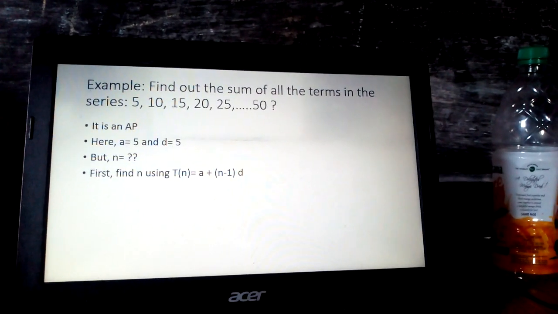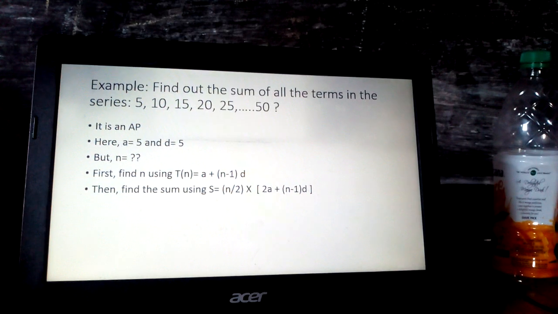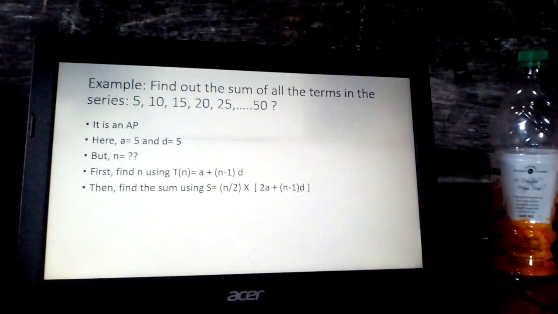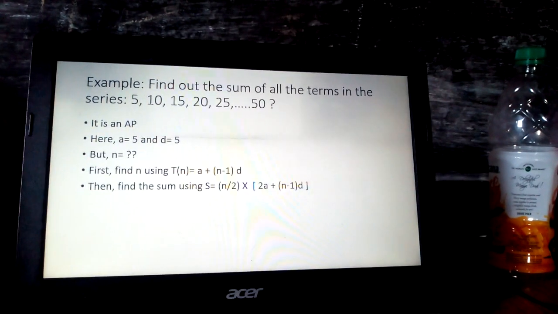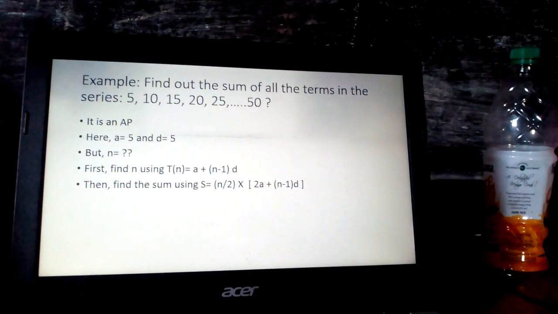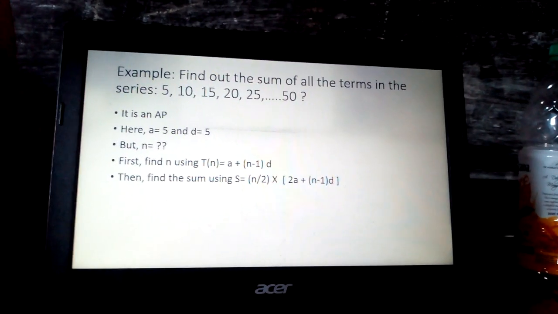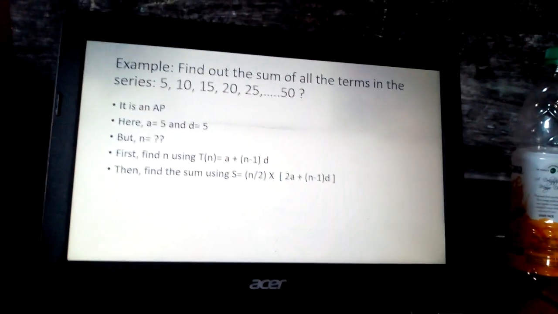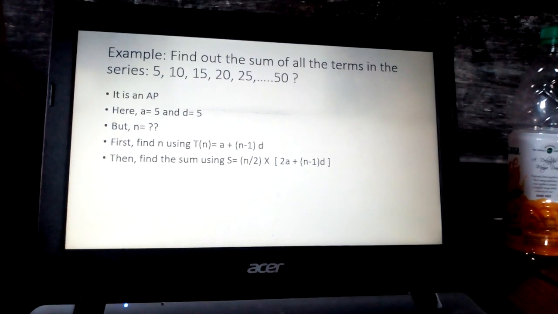So let us try and find this out. Once you are able to find this out, then try and find the sum, because now you will get to know what n is equal to. Using the first formula, Tn = a + (n - 1)d, Tn you know is 50, a you know is 5, d is again 5. So can you find the value of n? It is a simple mathematical calculation. Once you have found the value of n, you don't need to worry anymore, because now you have all the values. You can calculate S = n/2 [2a + (n - 1)d]; a and d have been given. You can easily calculate the sum.